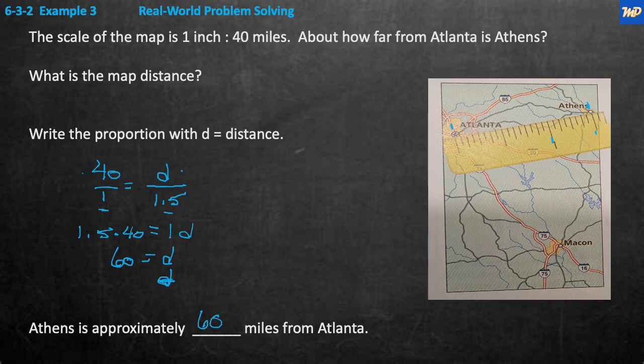I don't need to write it there. So Athens is approximately 60 miles. And why did we say approximately? We said approximately because we look at this little ruler here, and it's pretty close to 1.5 inches, maybe a little smidgen less or a smidgen more. He didn't put the scale exactly. Who knows? It's pretty darn close. So it's approximately 60 miles.